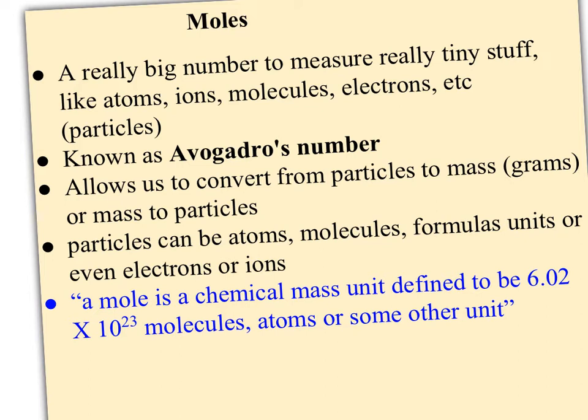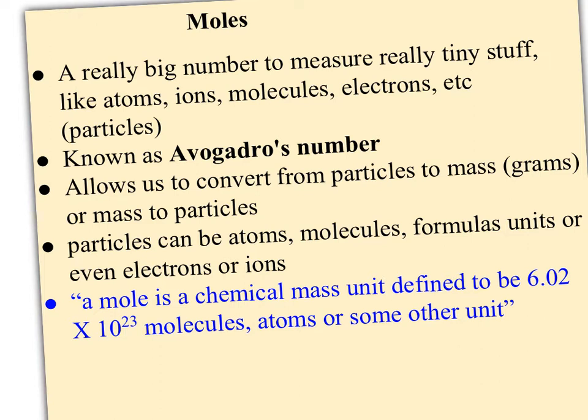And since there's several tiny things in chemistry that we like to measure, we just call these tiny things particles. So particle is just a generic name for either atoms, molecules, formula units if it's ionic, or even electrons and ions. It's also known as Avogadro's number because this is the fellow who came up with the idea of the mole, and as we'll see a little later, he came up with a really clever idea.